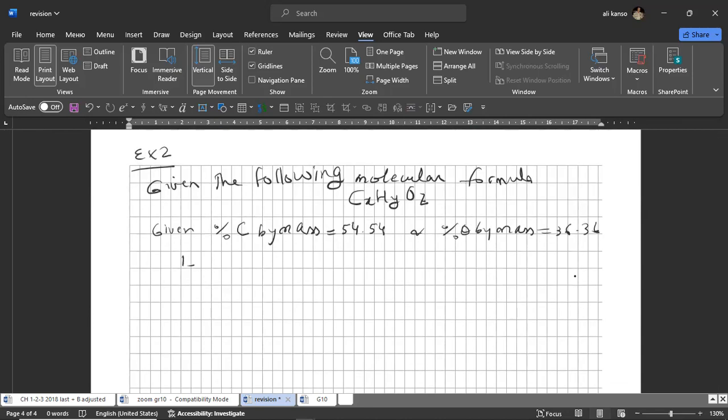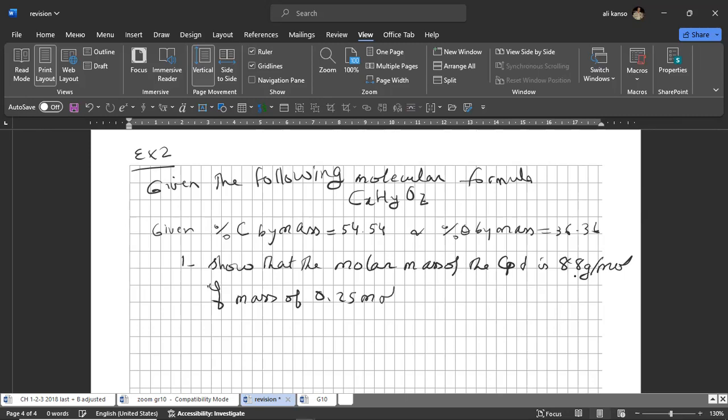The first question: show that the molar mass of the compound is 88 gram per mole if the mass of 0.25 mole of it is 22 grams. Second question: calculate X, Y, and Z. Then write the molecular formula.